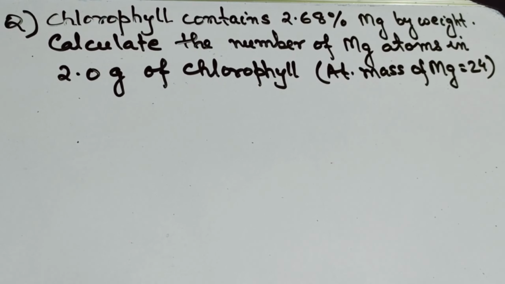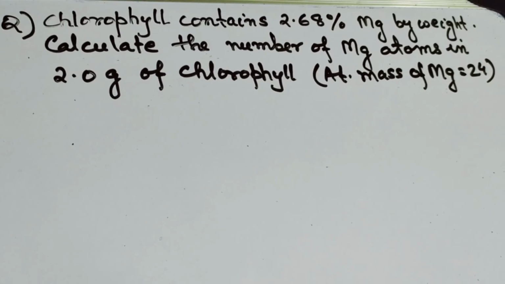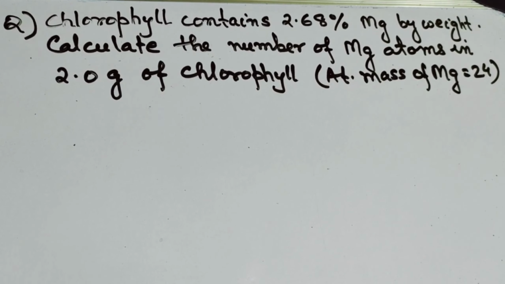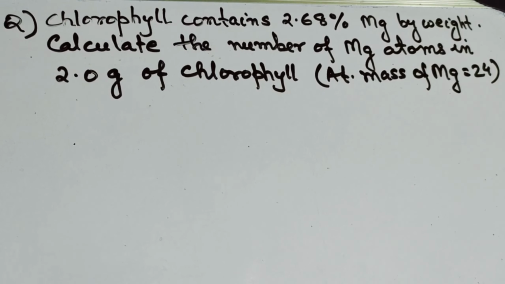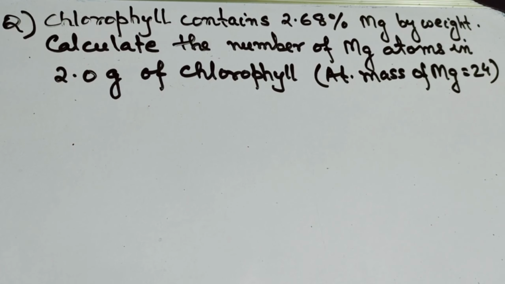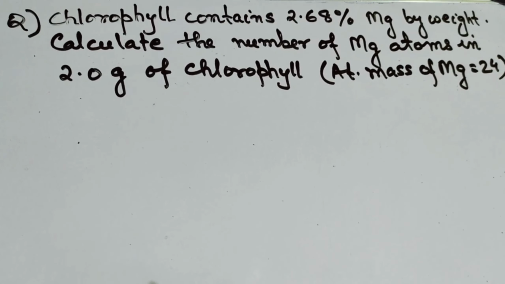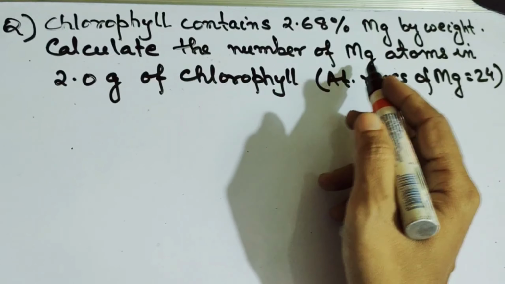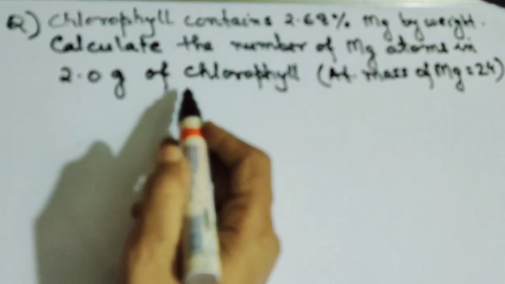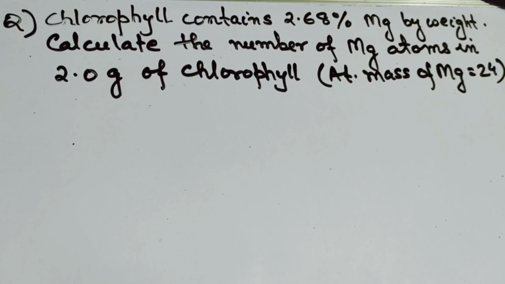Now that I had already said that stoichiometry and percentage composition are linked up, let us see a numerical over here, an application of it. Chlorophyll contains 2.68% magnesium by weight. So chlorophyll is the green coloring matter of plants, we all know. Calculate the number of magnesium atoms in 2 gram of chlorophyll. So how are we supposed to solve it?